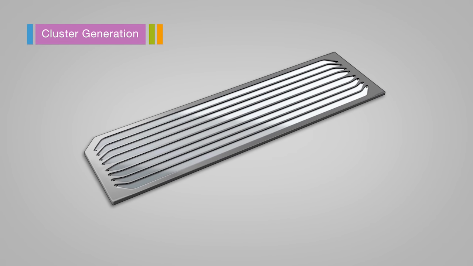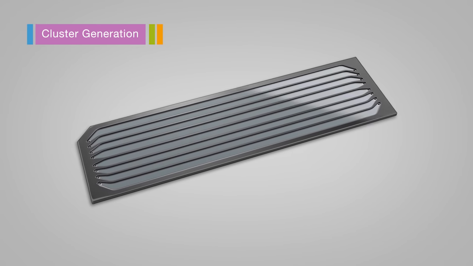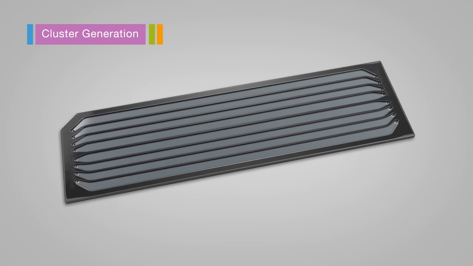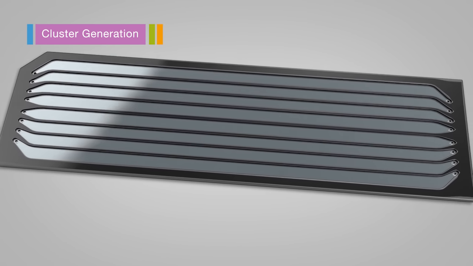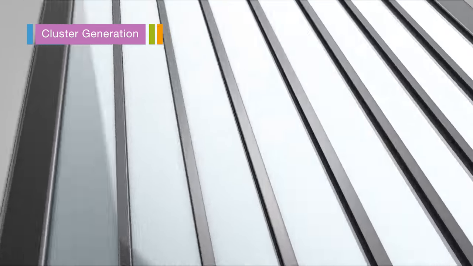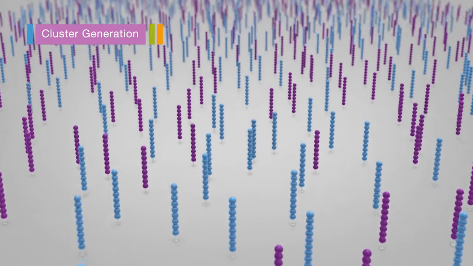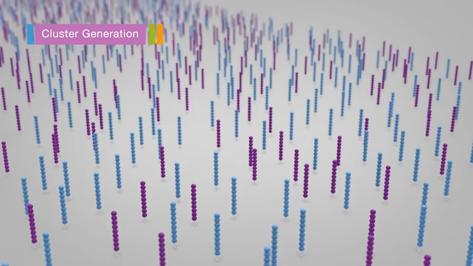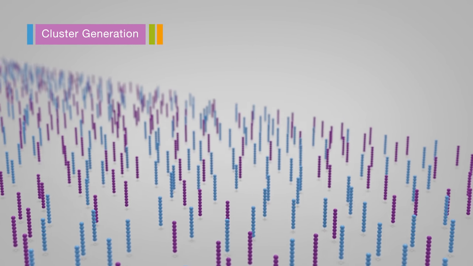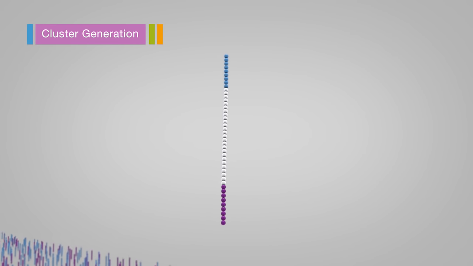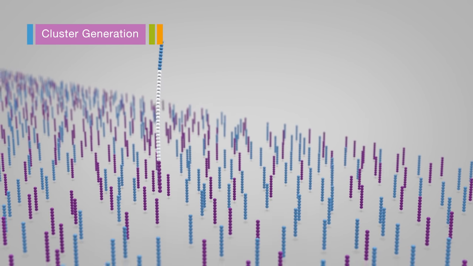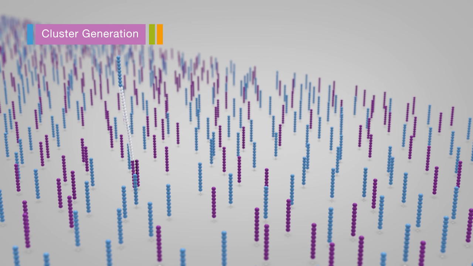Clustering is a process where each fragment molecule is isothermally amplified. The flow cell is a glass slide with lanes. Each lane is a channel coated with a lawn, composed of two types of oligos. Hybridization is enabled by the first of the two types of oligos on the surface. This oligo is complementary to the adapter region on one of the fragment strands.